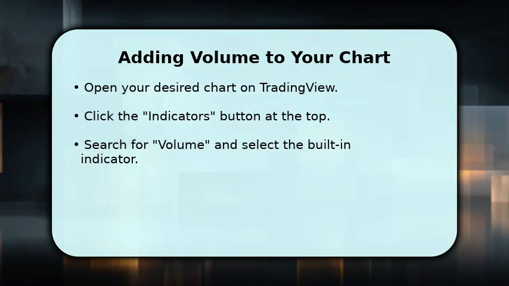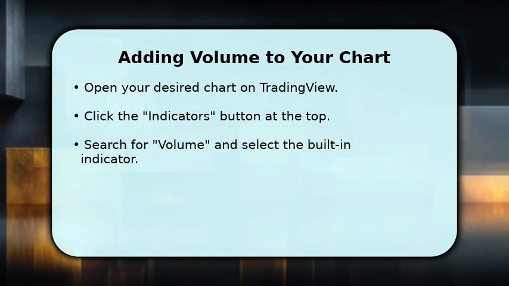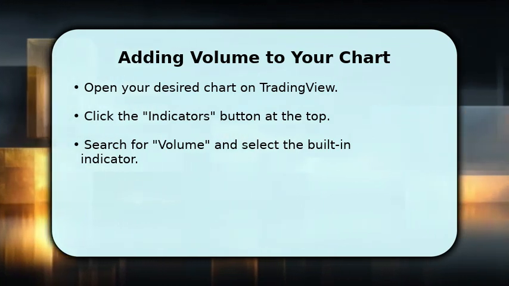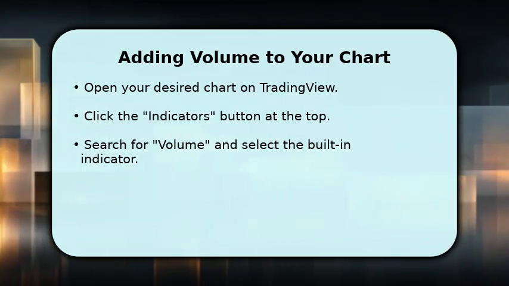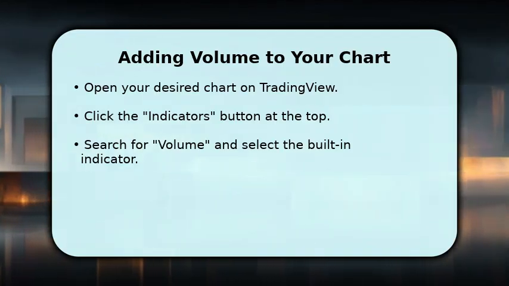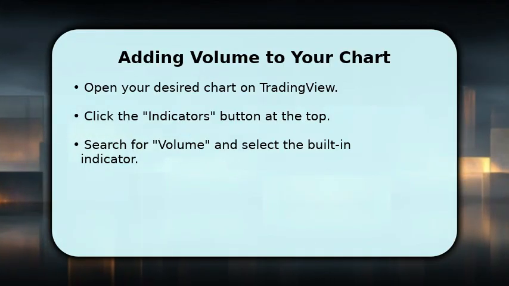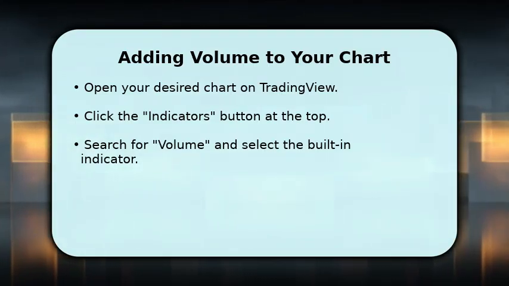To add volume, first open any chart on TradingView. Locate and click the Indicators button, which is typically found at the top of your screen. In the search bar, type volume and then select the standard built-in volume indicator. Instantly, the volume bars will appear at the bottom of your chart, providing immediate visual data for your analysis.